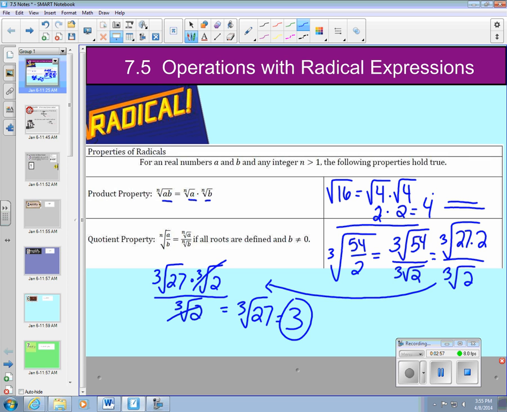So basically, for any real numbers a and b and any integer greater than 1, the following properties, the product property and quotient property, will hold true.